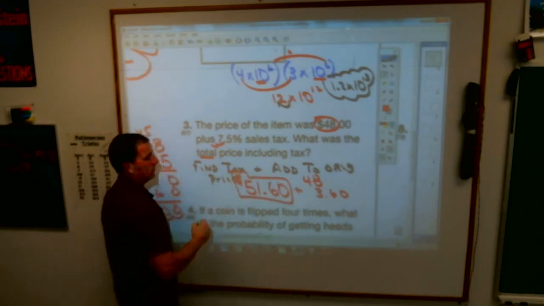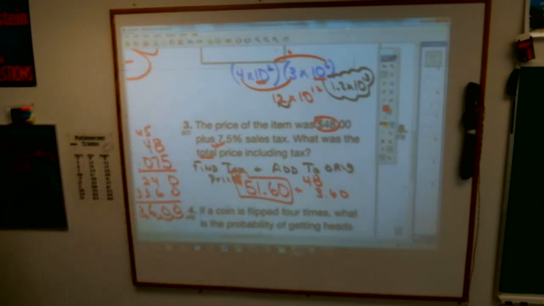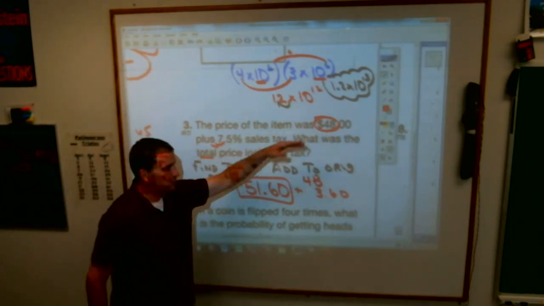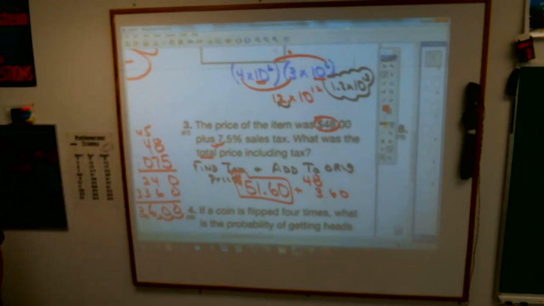Note to self, make sure you add it. Tax and tip, anytime you're finding a percent of a number, 7.5% of that is multiplication.